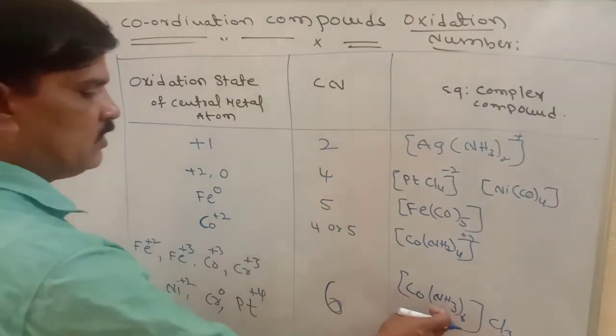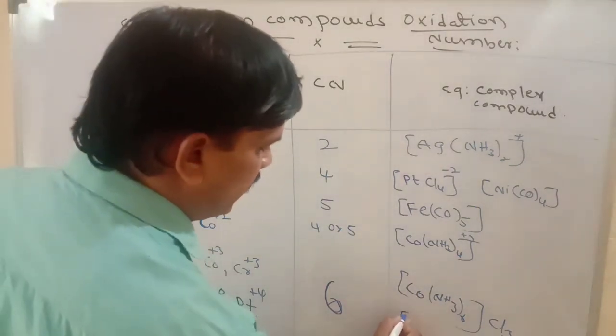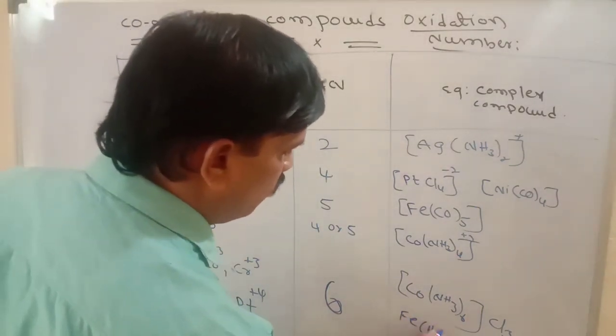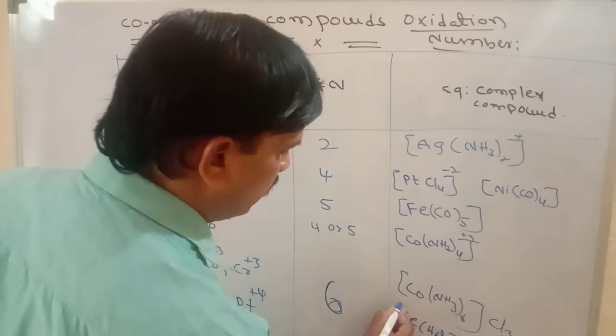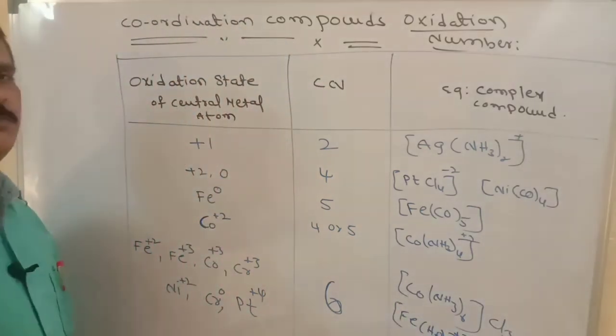Here the 6 coordination of cobalt is +3 only. So iron Fe(H2O)6, again +3 oxidation state. Here iron is +3. Its coordination number is 6.